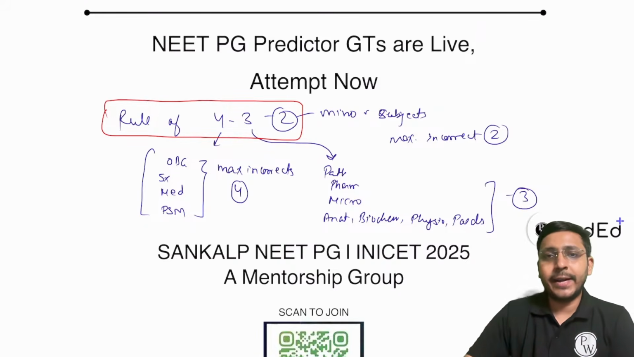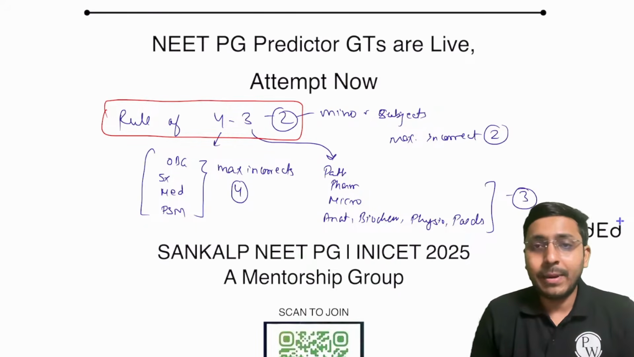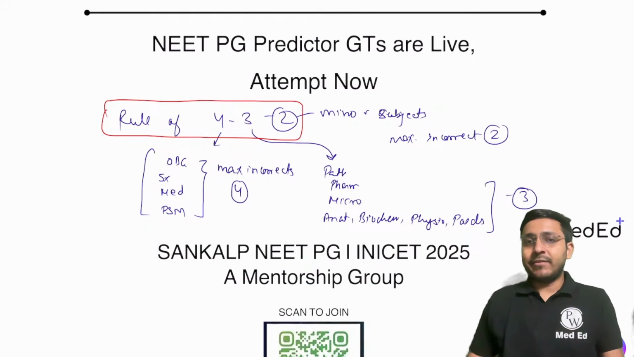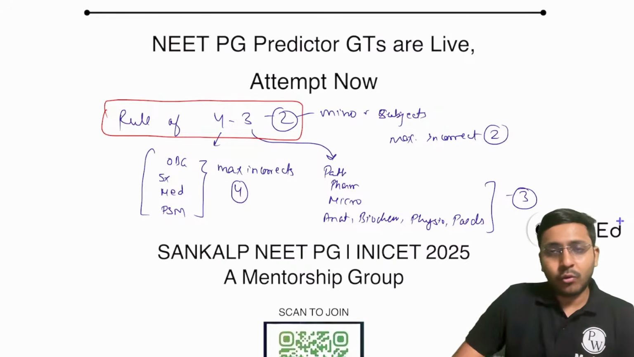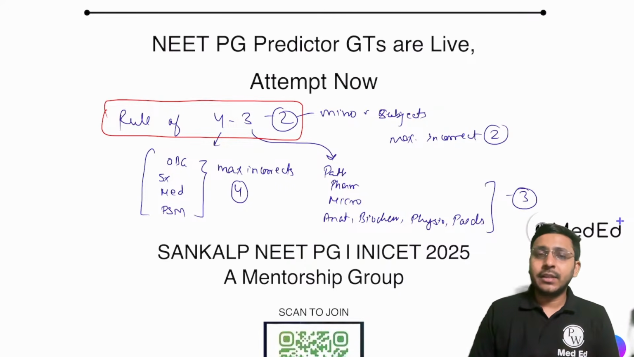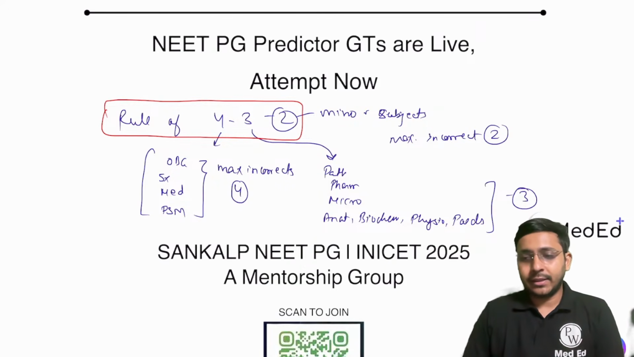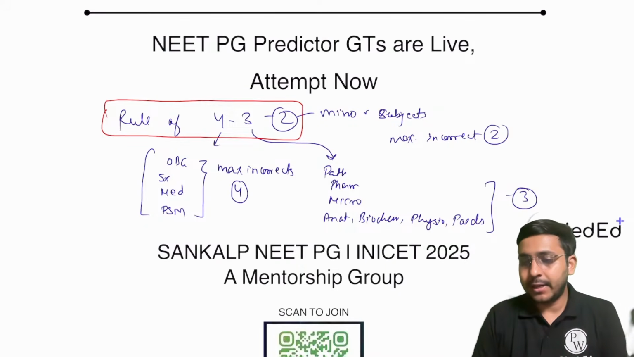How many GTs should you write? It is totally up to you. There is no magic number that if you give 5 GTs or 10 GTs, you will get a top 10,000 rank, and if you've only given 2 GTs in the next 30 days, you'll get a 50,000 rank. There is nothing like that. It is totally up to you.